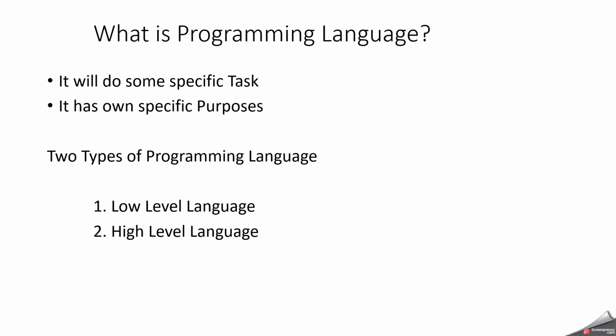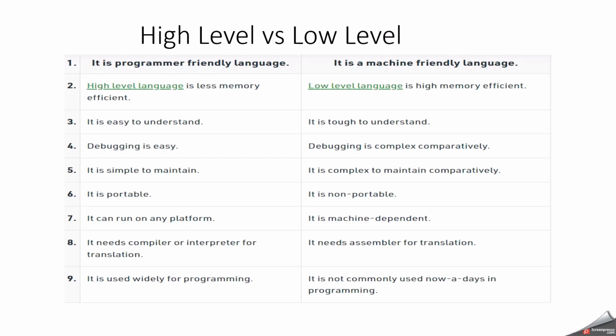All of them have their own specific purposes. All of these languages have a variation in terms of the level of abstraction that they provide from the hardware. On the basis of this level of abstraction, there are two types of programming languages. One is low level language, another one is high level language. First, we can find the difference between high level and low level languages.